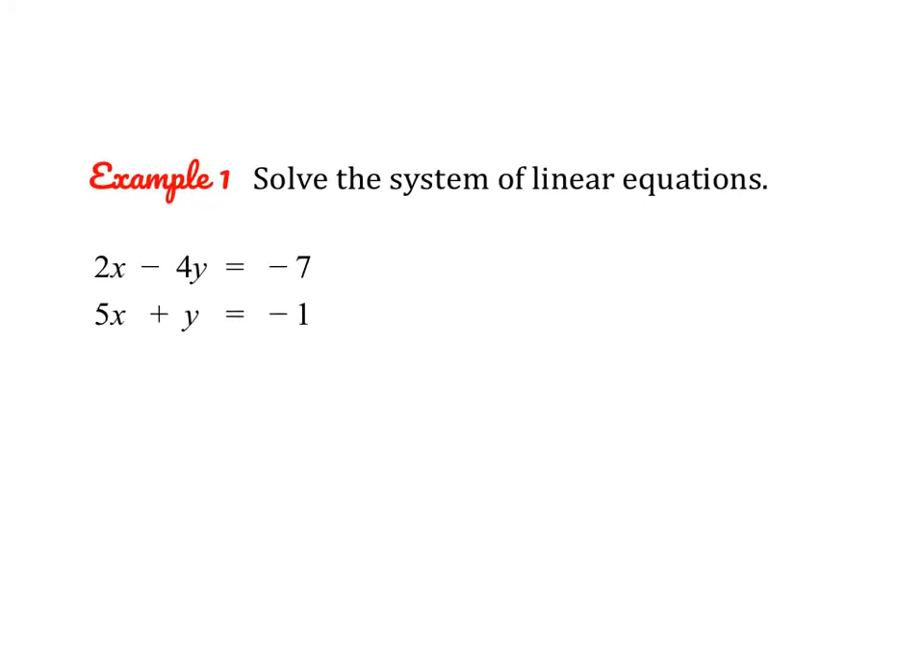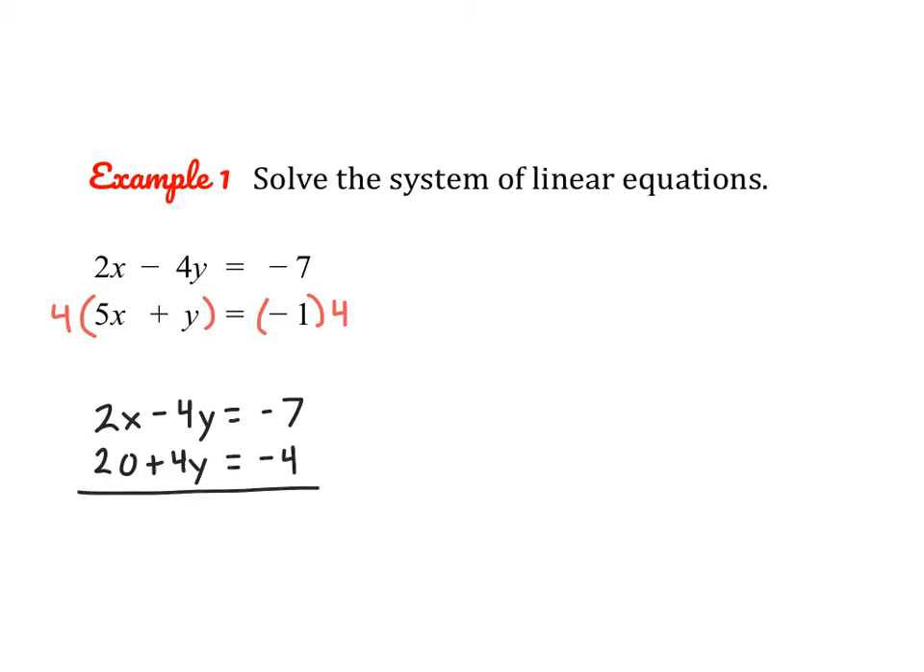Our goal is to either eliminate the x's or the y's. I see that I can eliminate the y's, but I will need to multiply both sides of my second equation by 4. So I'm going to rewrite my first equation. And when I multiply by 4, I have two coefficients that are opposites. So now I can add vertically and my y's will eliminate.